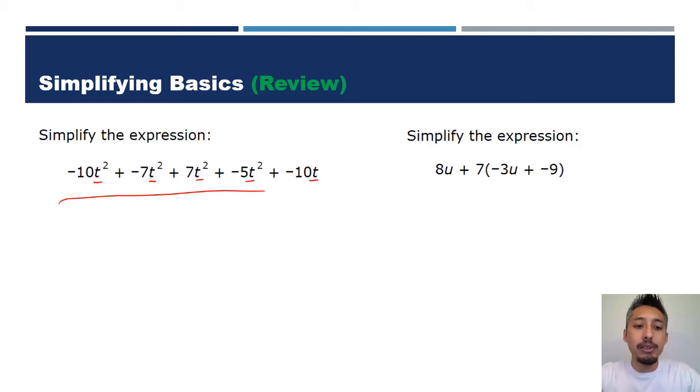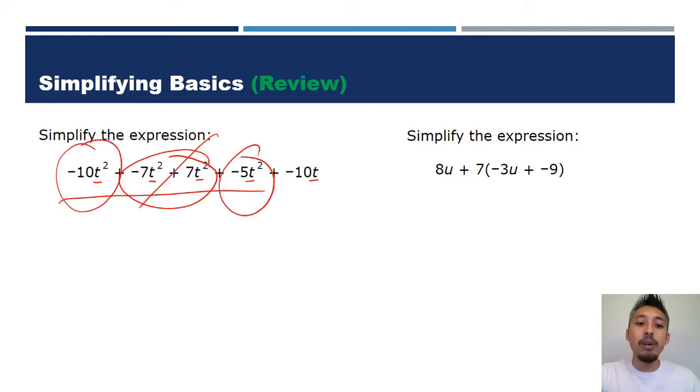And here we have zero-sum pairs. We have a negative 7t squared and a positive 7t squared. So instead of having to deal with those numbers, we can just go ahead and cancel them out. They're going to equal 0 anyway. So all we have left over is negative 10t squared and negative 5t squared, which when we combine them gives us a negative 15t squared.